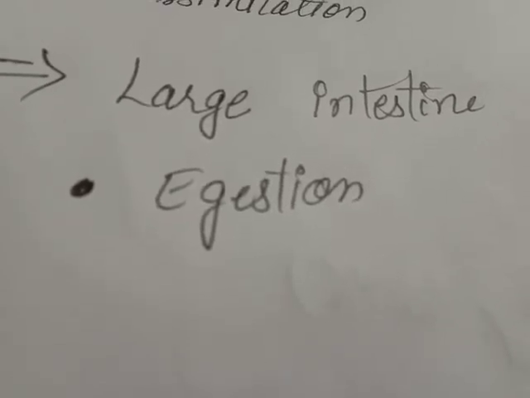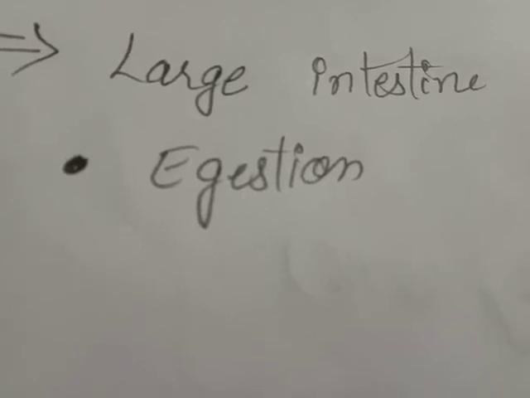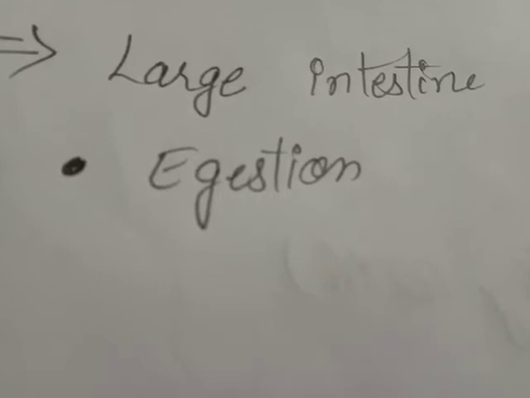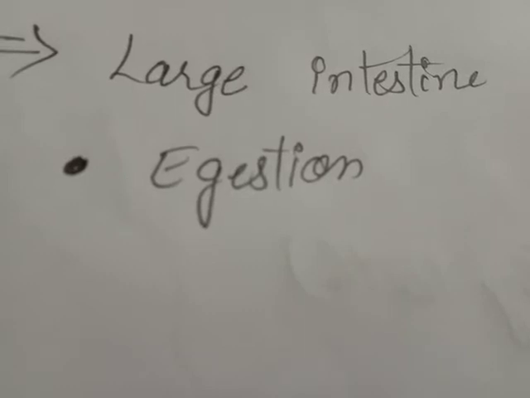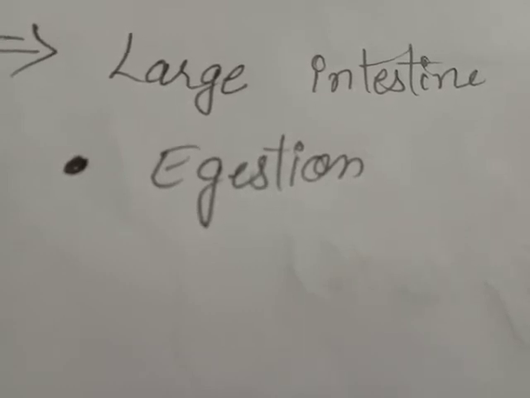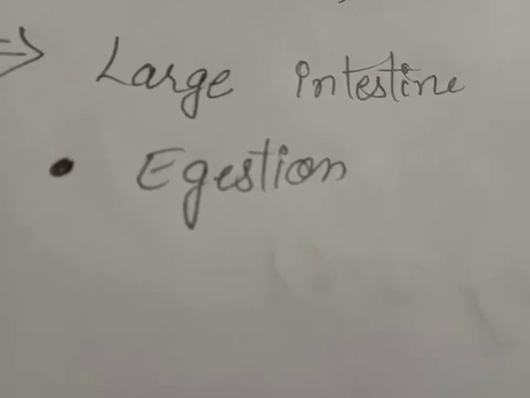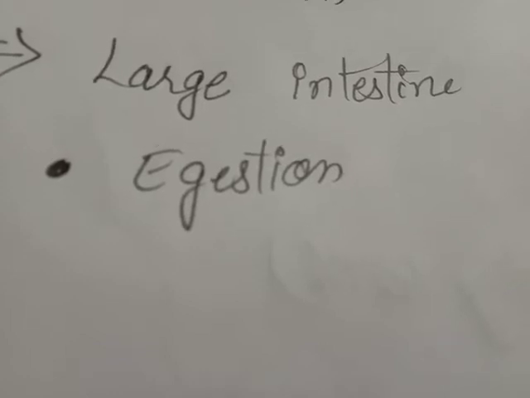Most of the water and minerals present in the undigested food are absorbed by the large intestine. The remaining undigested portion of the food is discarded from the body through the anus. This process is known as egestion.